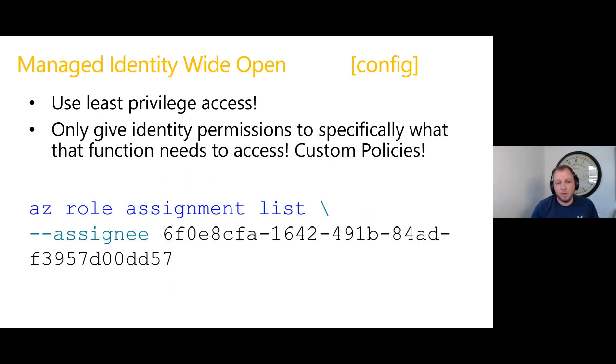Managed identity is wide open. We explained this, but we didn't explore it. But you saw how easy it would be to get those MSI tokens, query that endpoint, and get a JSON web token with some information. We should use least privilege access, right? We should only give our function apps the identity permissions they specifically need, right?